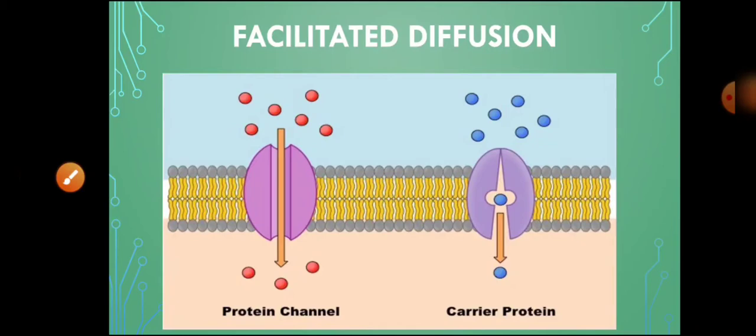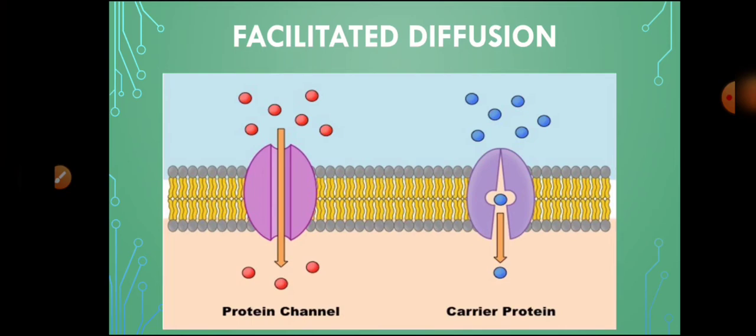Now students, facilitated diffusion takes place with the help of transport proteins, and these transport proteins are of two types. One are channel proteins or protein channels and the second are the carrier proteins. So we can see in the figure that in case of facilitated diffusion, the molecules are moving from higher to lower concentration, but their movement is not taking place through the general surface of the cell membrane, but only through the transport proteins which are present across the membrane.